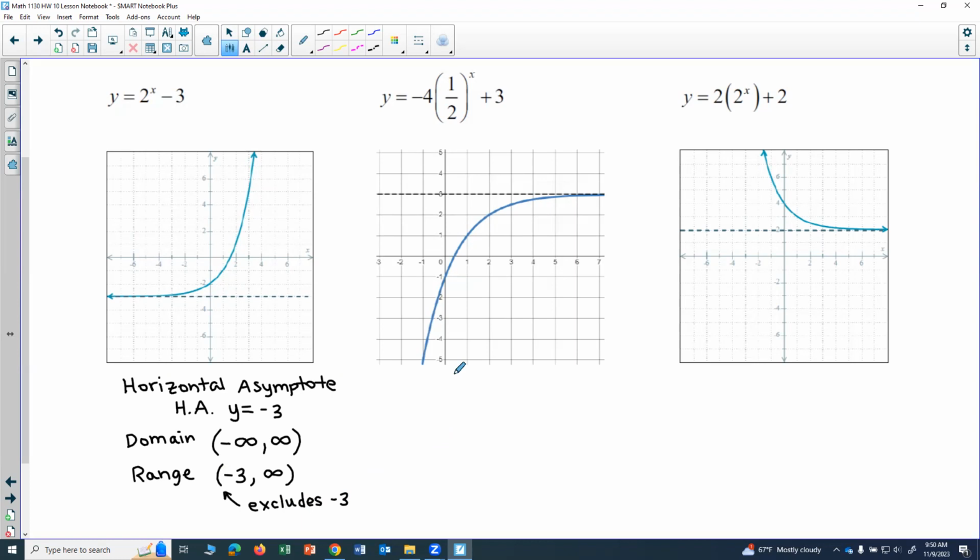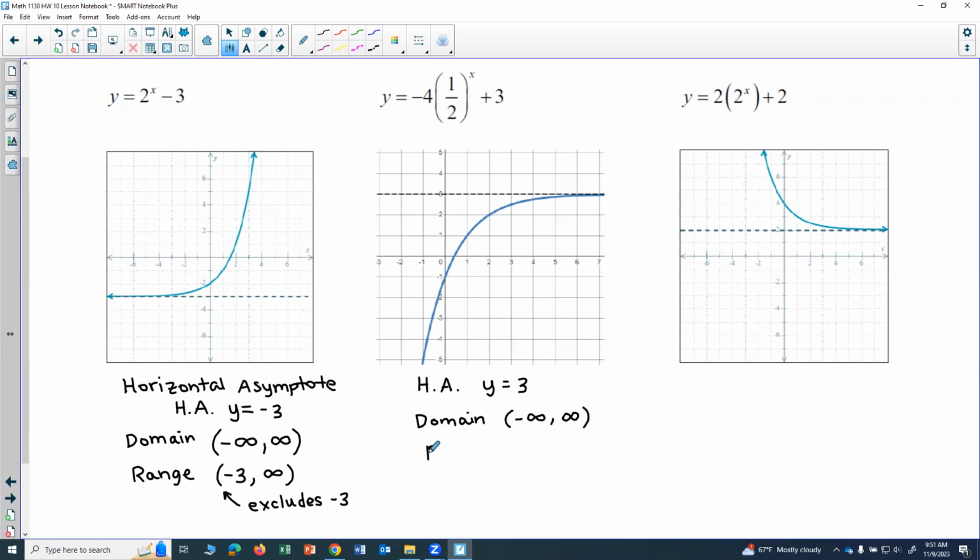All right, let's look at the next one. We have y equals -4 times 1/2 to the x plus 3. So I'm going to go ahead and use capital H, capital A to represent my horizontal asymptote. And I look for that horizontal dotted line. And it looks like if I look at the counting here, that's at y equals 3. So this would be at y equals +3. The domain for this function is all real x values, so -infinity to +infinity.